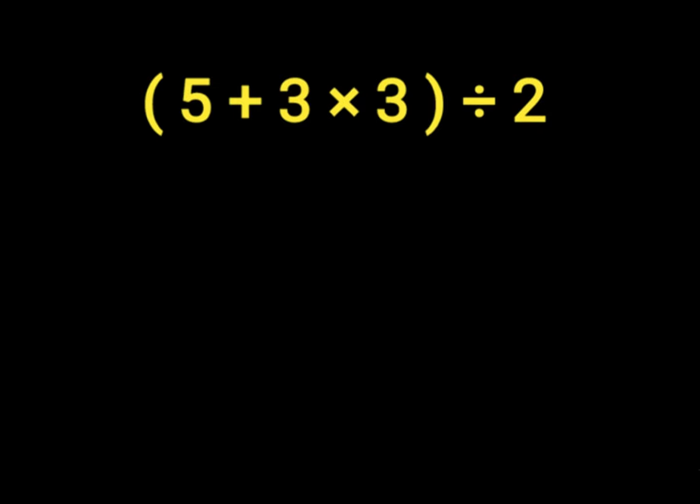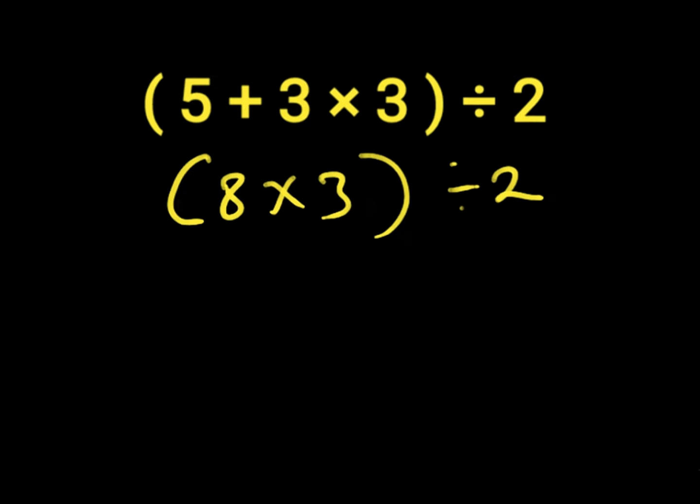(5 + 3 × 3) ÷ 2. 5 plus 3 will give us 8. Then 8 times 3, put it in our parentheses, then divided by 2. 8 times 3 will give us 24. Then 24 divided by 2 will give us 12.